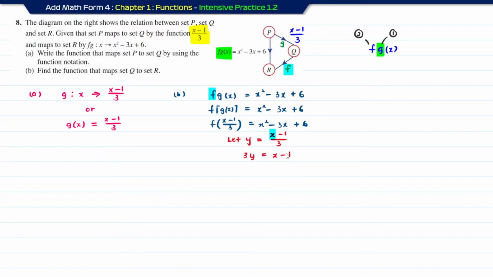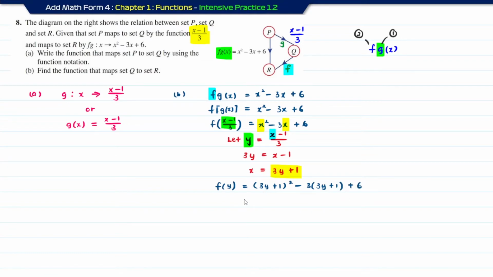Later on, we're going to move this negative 1 to the front. So x is equal to 3y plus 1. Now let us continue. Now from here, in this x minus 1 over 3, we're going to replace it with the y. And the x that we have here, we're going to replace it with 3y plus 1. So you're going to have (3y plus 1) squared minus 3(3y plus 1) plus 6.